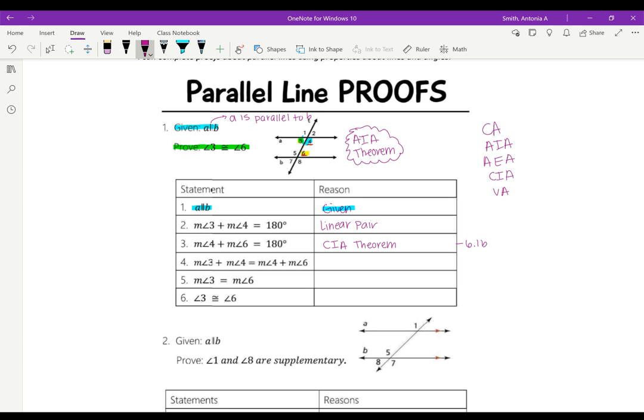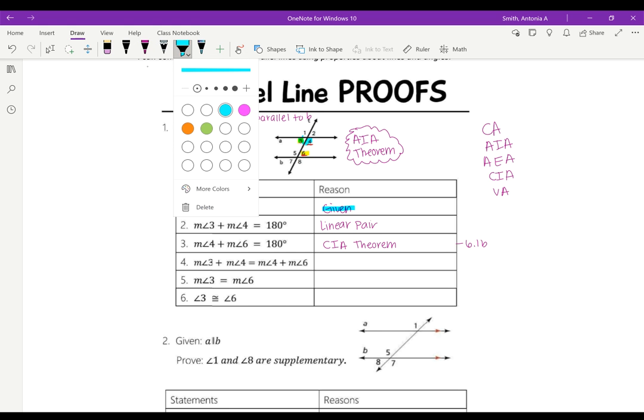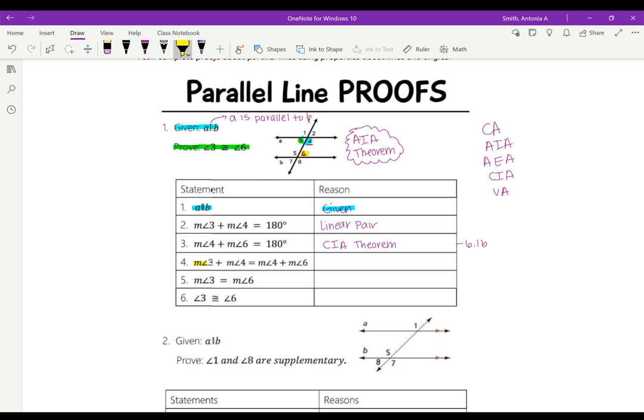So step number 2 did not necessarily lead us to step number 3. Those are two different things that we had to figure out. But with all of the information in 1, 2, and 3, let's see if any of that helps us to get to step number 4. Step number 4 now says the measure of angle 3 plus the measure of angle 4 equals the measure of angle 4 plus the measure of angle 6. So where do we see, I'll highlight here, measure of angle 3 plus the measure of angle 4? That's back up here in step number 2.